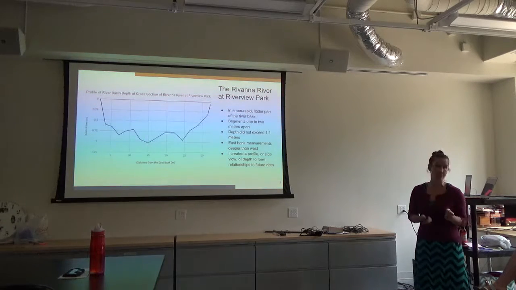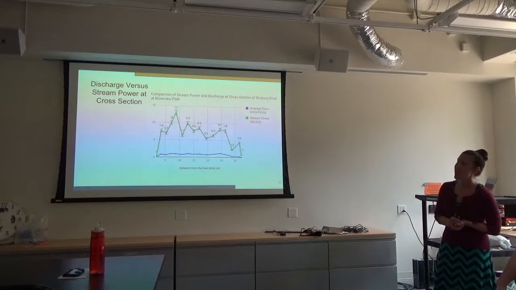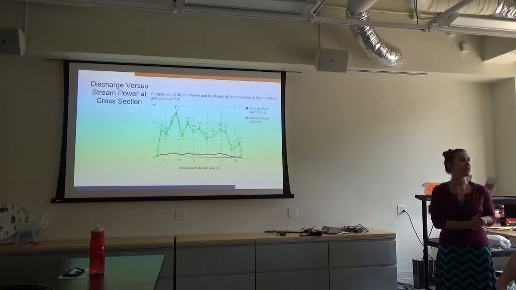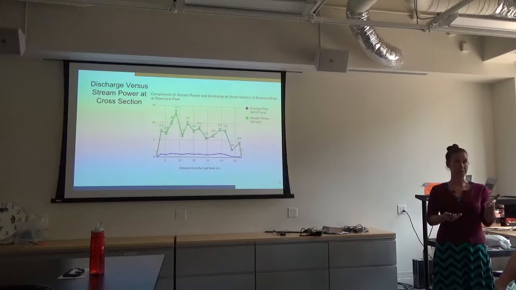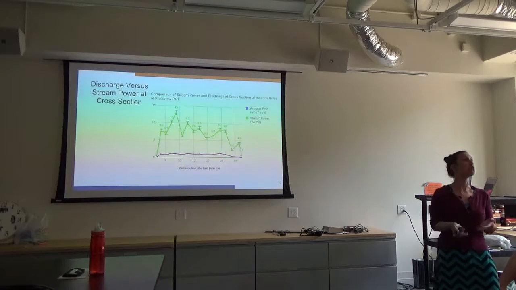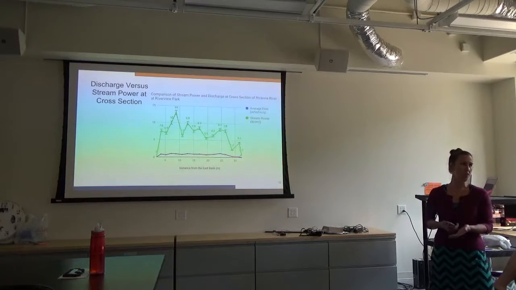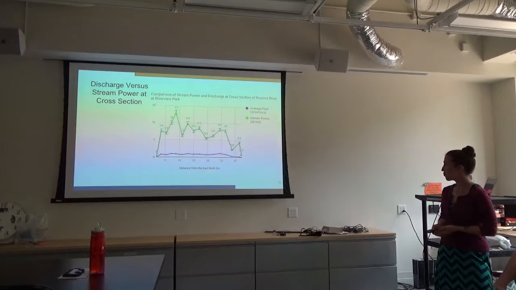From this, I used this profile to compare to the discharge and the stream power. What I found is that the deeper the riverbed, the more velocity and therefore the greater the discharge, as well as what I can expect for stream power. So deeper water created more power.